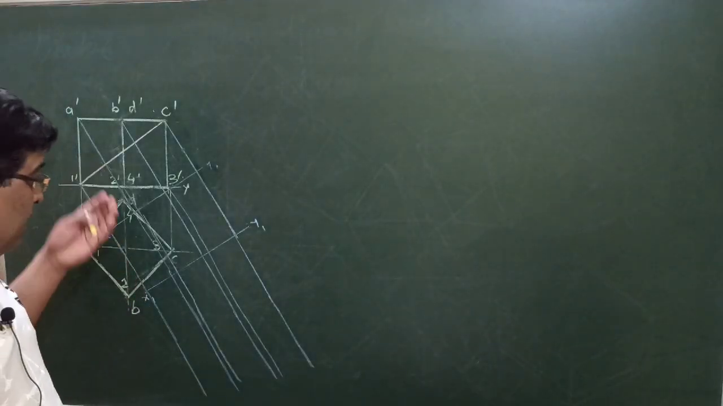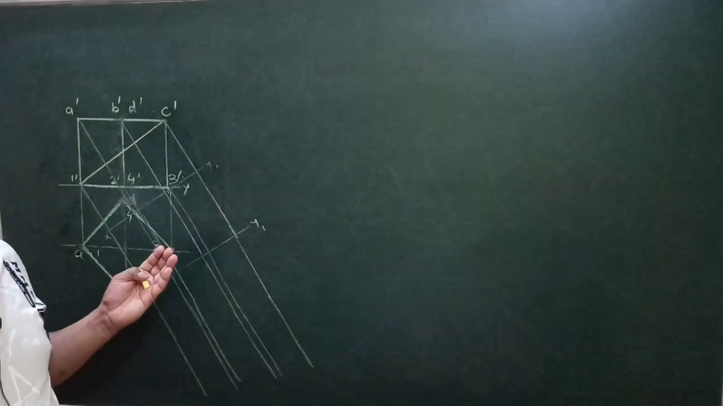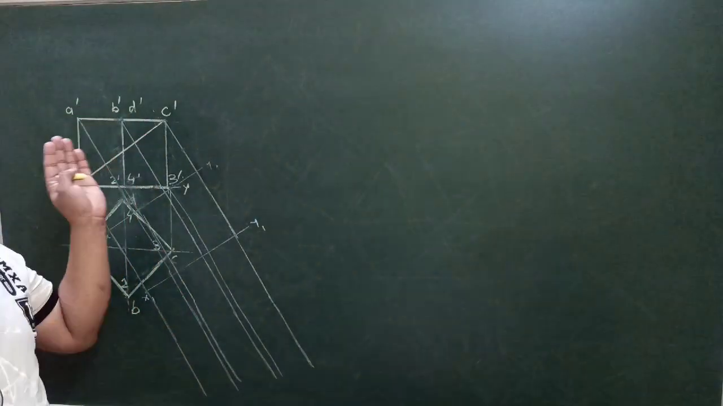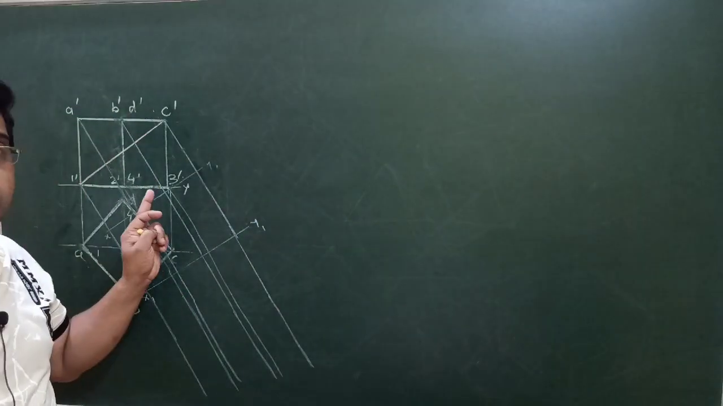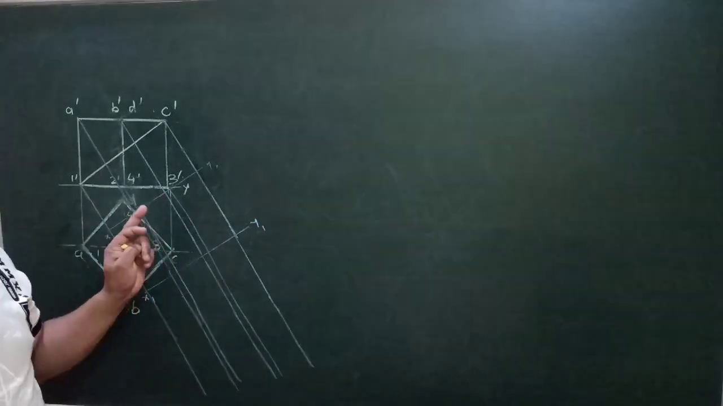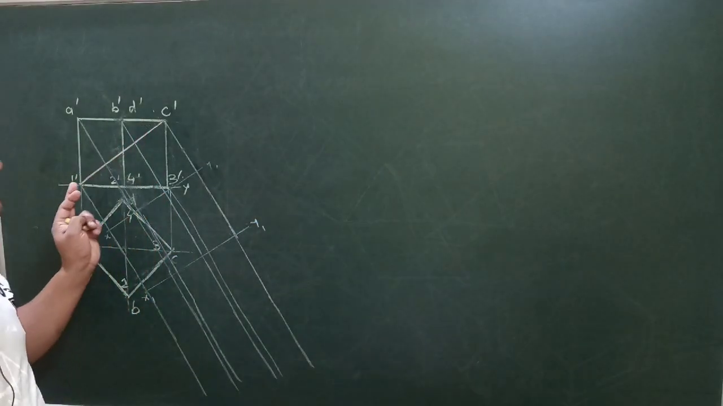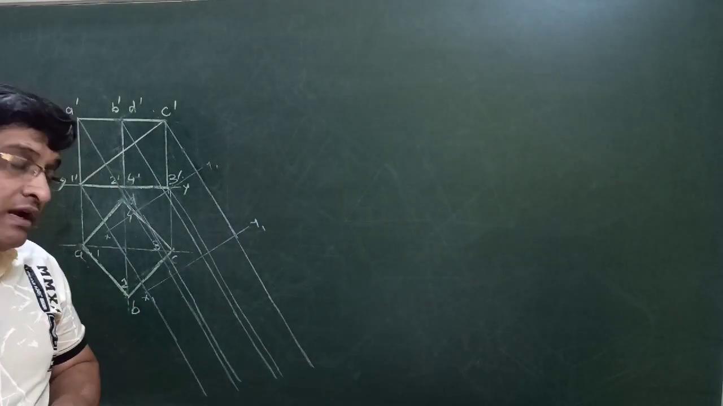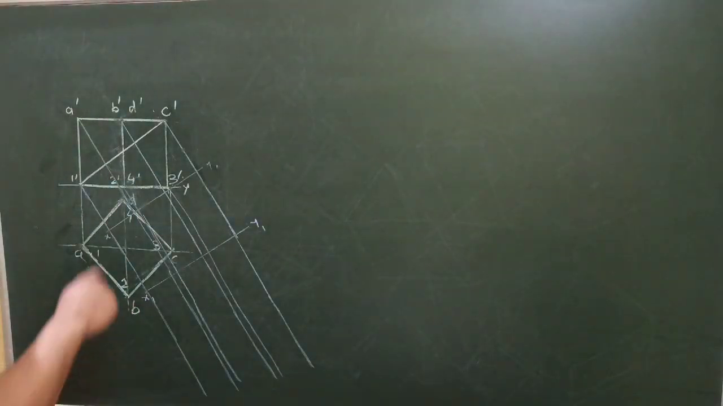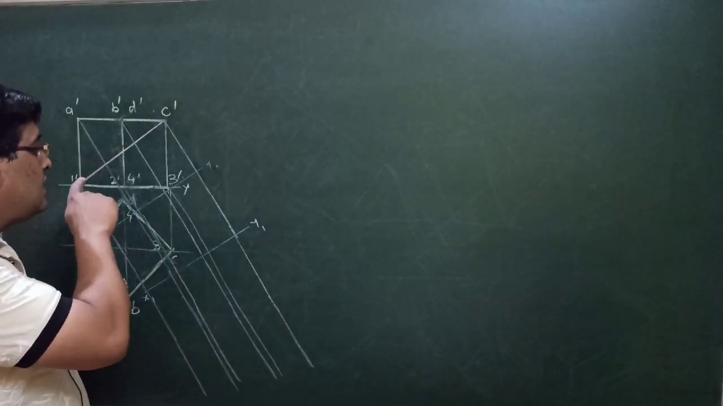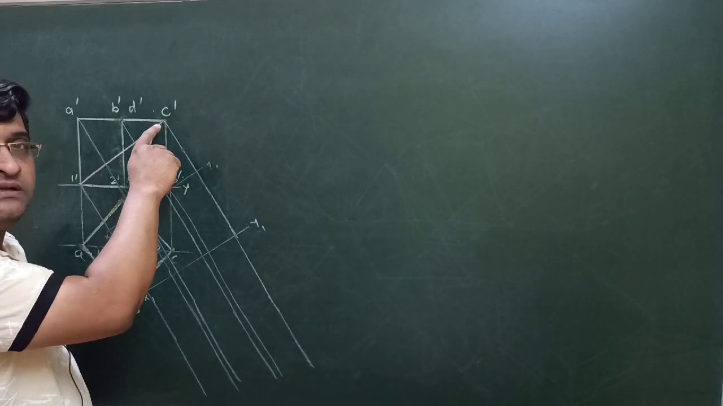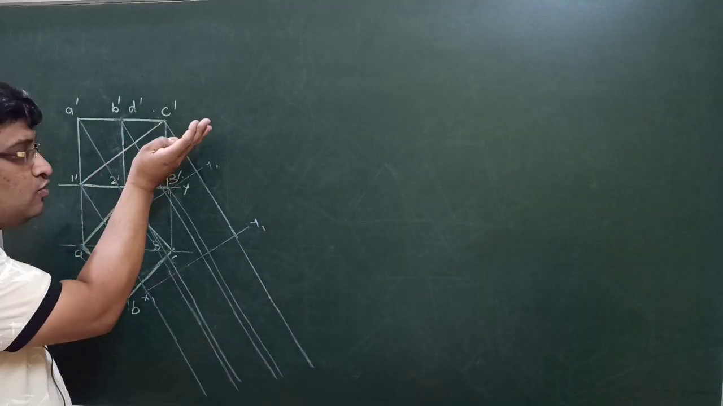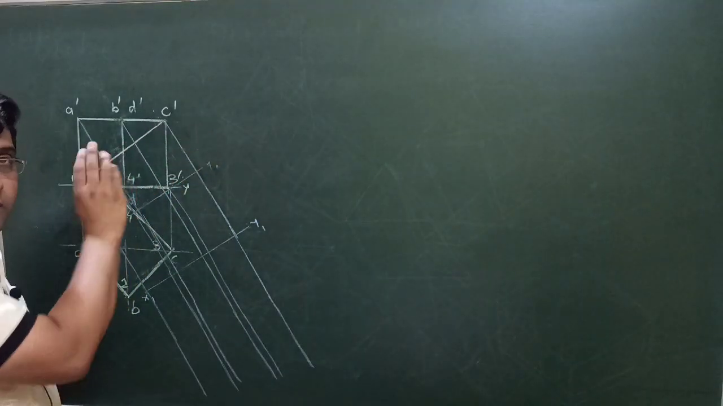So I have drawn the initial two figures for that question. In that question there was a cube which was resting on HP with one of its corners, and one of the solid diagonals was perpendicular to the vertical plane. So what we did in that particular problem, first we made this solid diagonal. I have assumed 1 dash C dash here. So this solid diagonal we made parallel to the XY line in the next diagram.